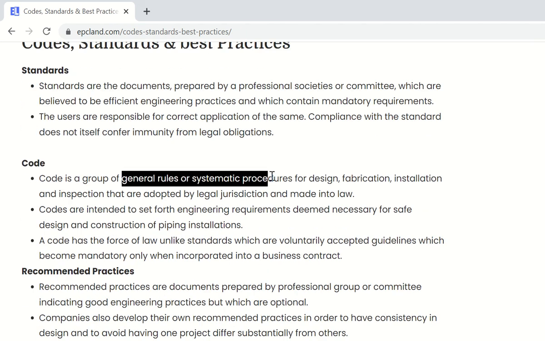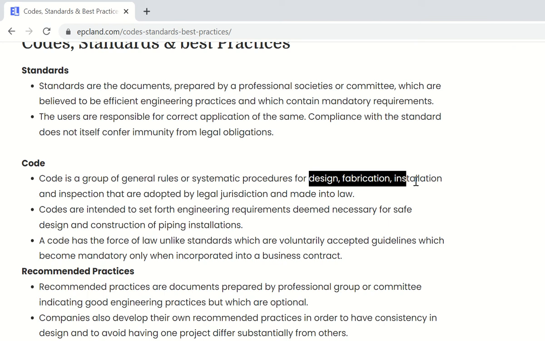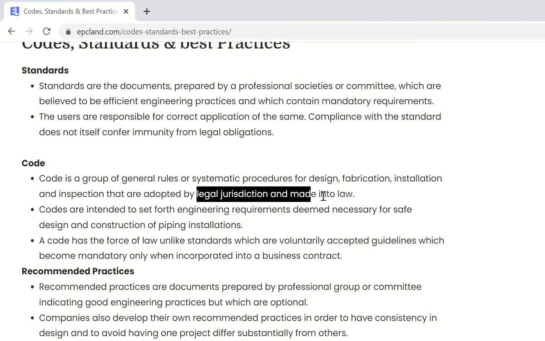Now if you look at the code, a code is a group of general rules or systematic procedures. We'll try to understand what a code is and how it is different from a standard. First, let us understand what a code is. It is a group of general rules and systematic procedures. What are these rules for? These are for design, fabrication, installation, and inspection that are adopted by legal jurisdiction, and made into law.